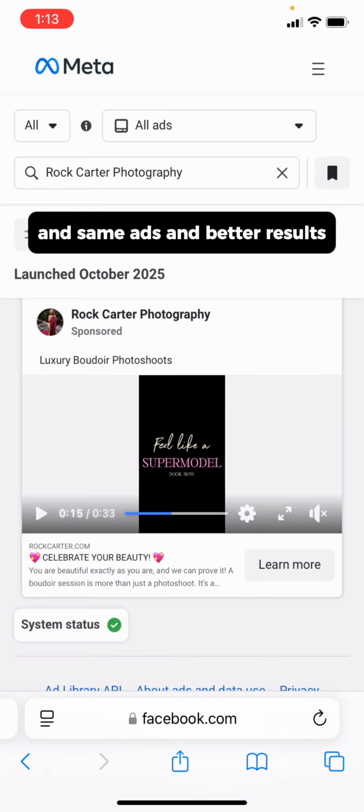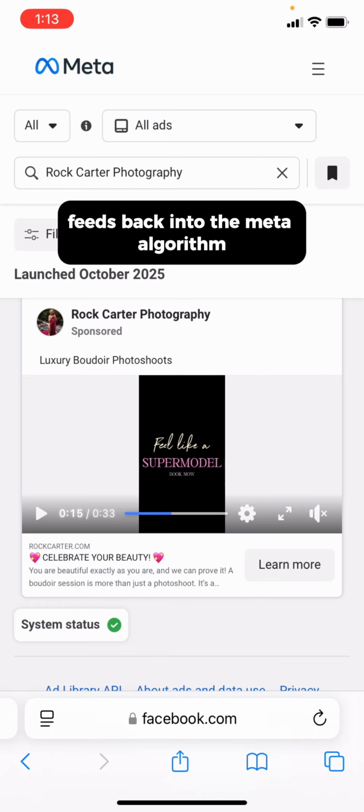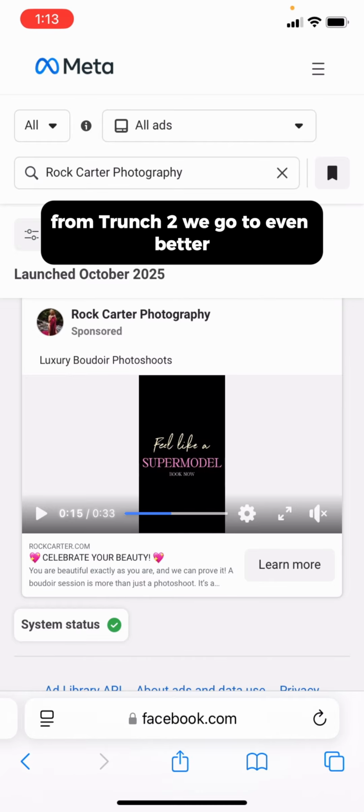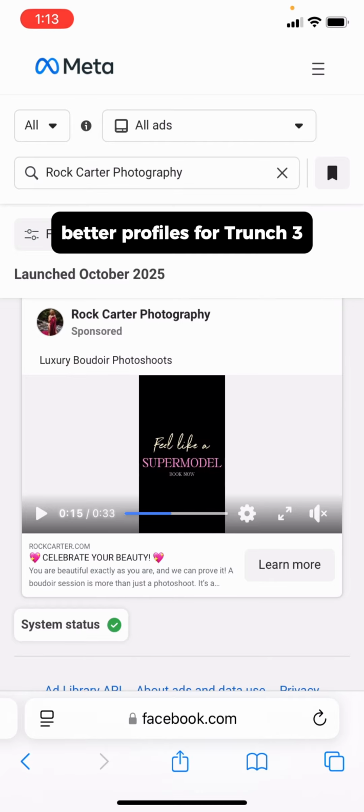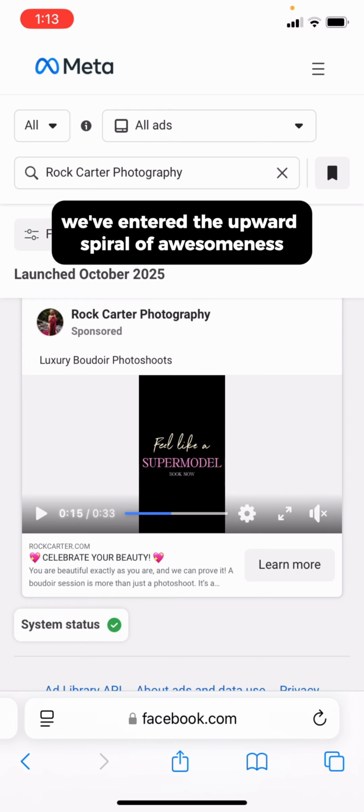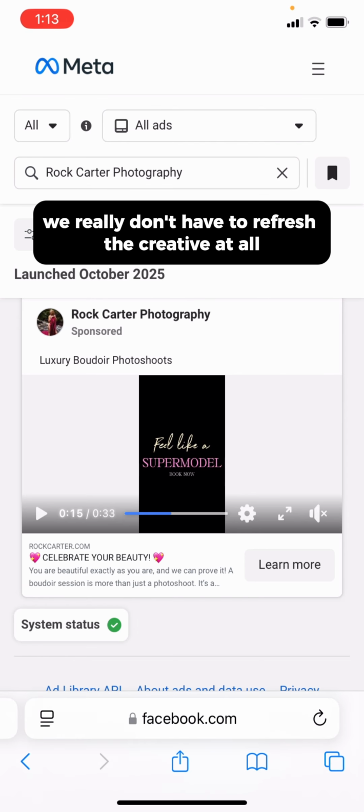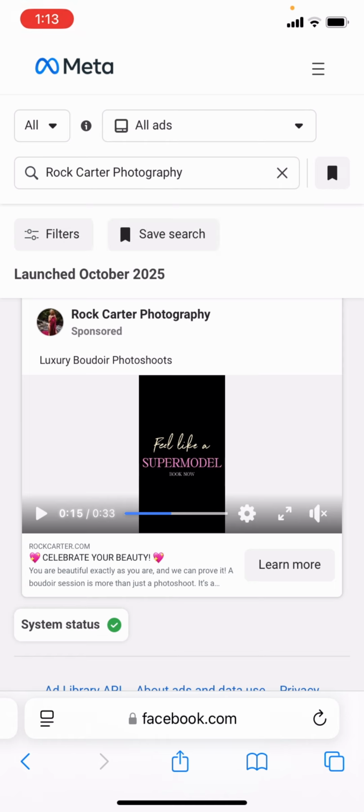And same ad spend, better results feeds back into the Meta algorithm from tranche two. We go to even better profiles for tranche three. We've entered the upward spiral of awesomeness, our ads sustaining and scaling. We really don't have to refresh the creative at all, or at least for a long time. And we scale the business.